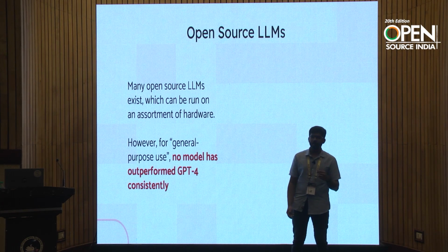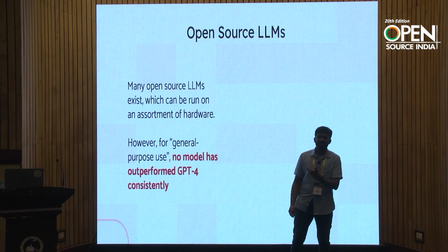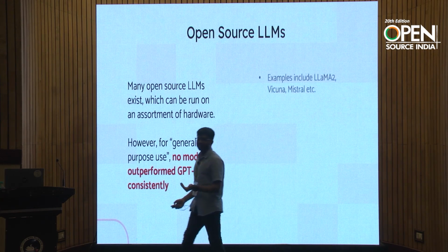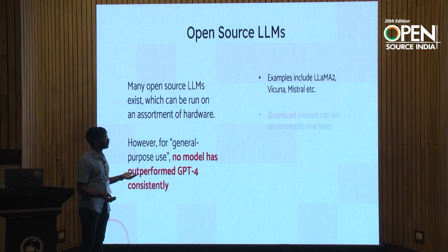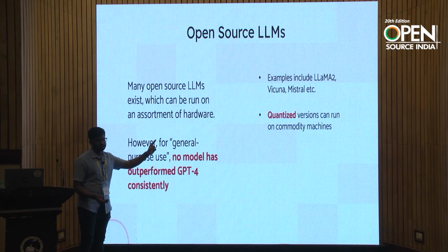Now the reality is that maybe if I ever give this talk in another place, that will change. I'll have to update the slides because someone will make something better, and that's the point, right? Examples include Llama 2 from Meta. There is Vicuna. There is Mistral. There are a bunch of models. There are quantized versions of these models.